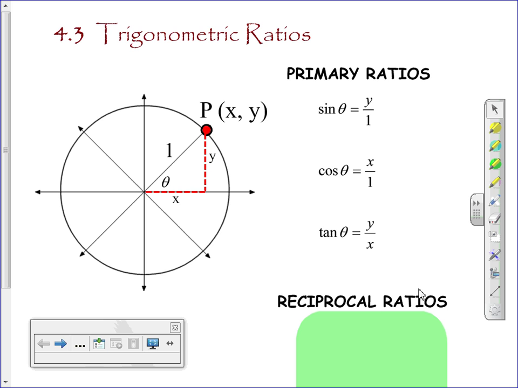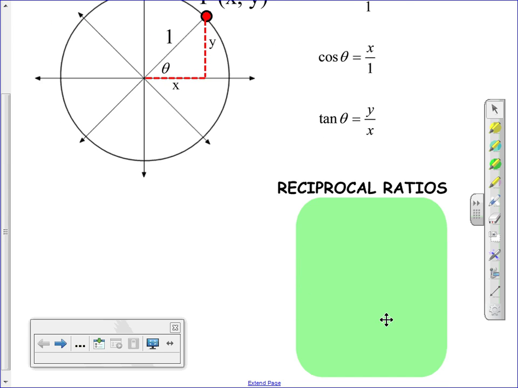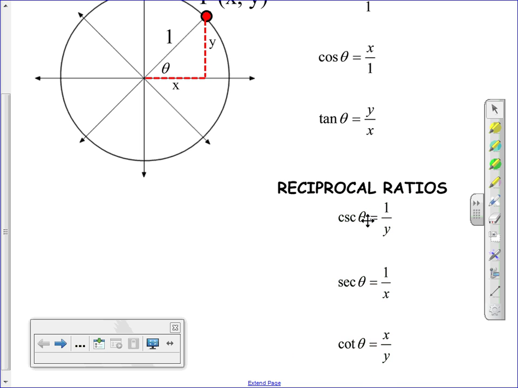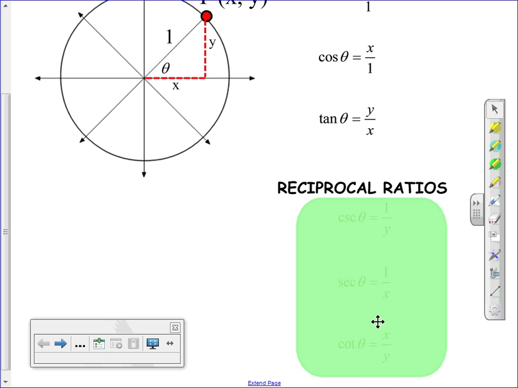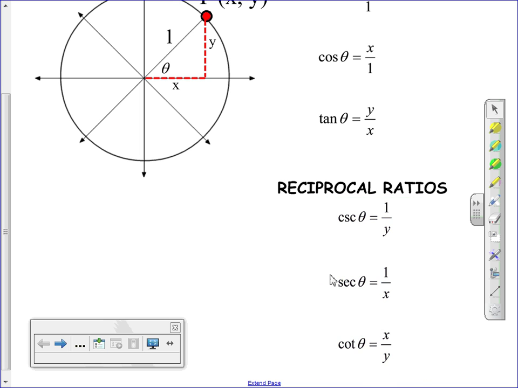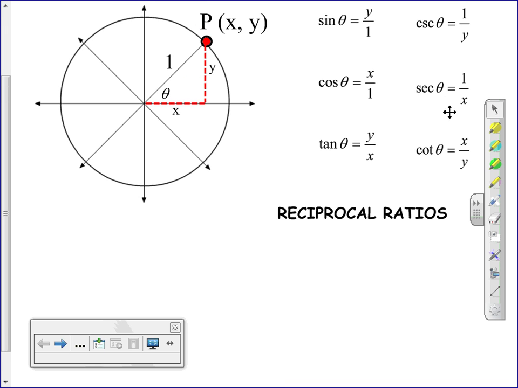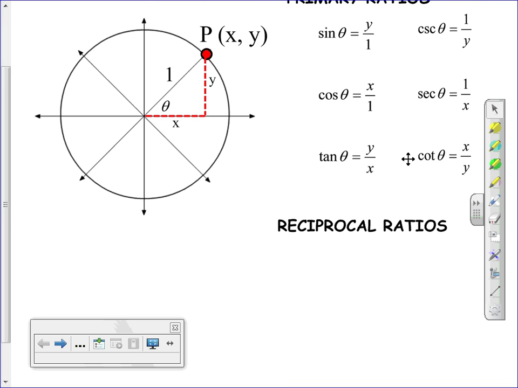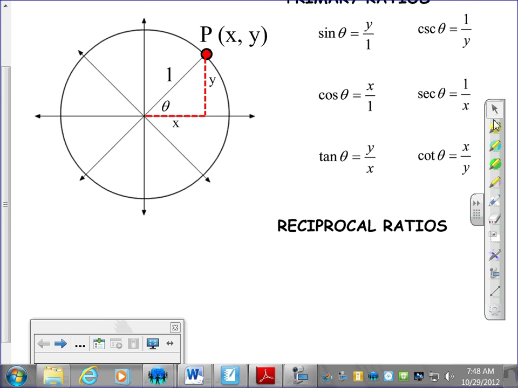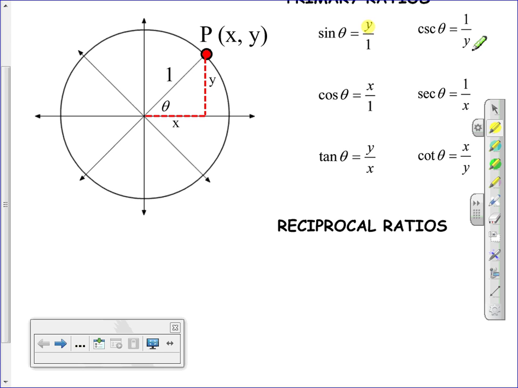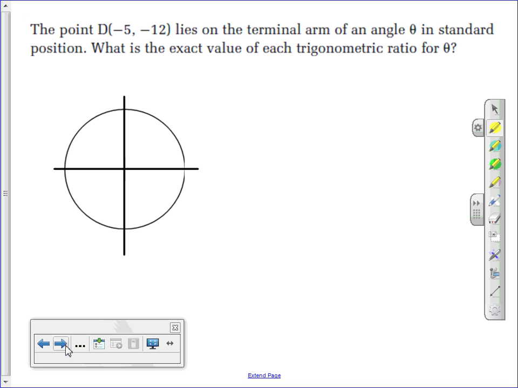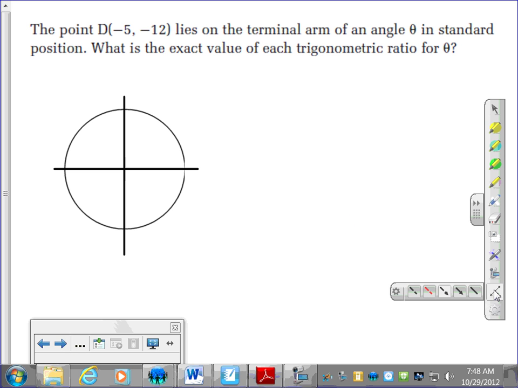What we're also going to be looking at today are the reciprocal ratios that go with the primary ratios, which I'm not sure if you've seen before: cosecant, secant, and cotangent. All that they are is the reciprocals of sine, cosine, and tan. You can see the reciprocal relationship here, that it's simply the same ratio, just flipped over. And we'll refer back to those as we do questions such as these.